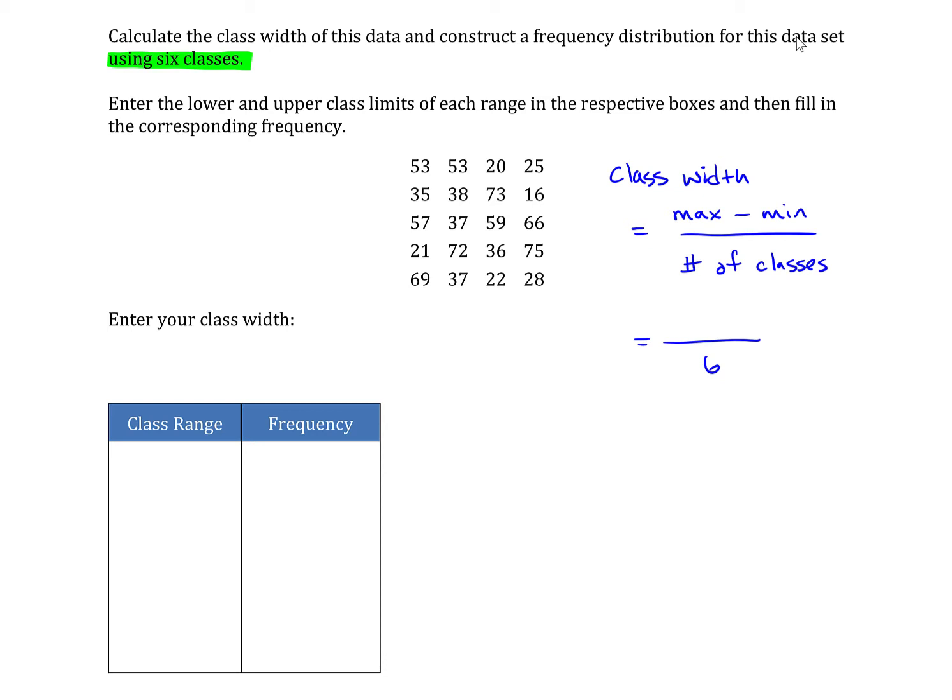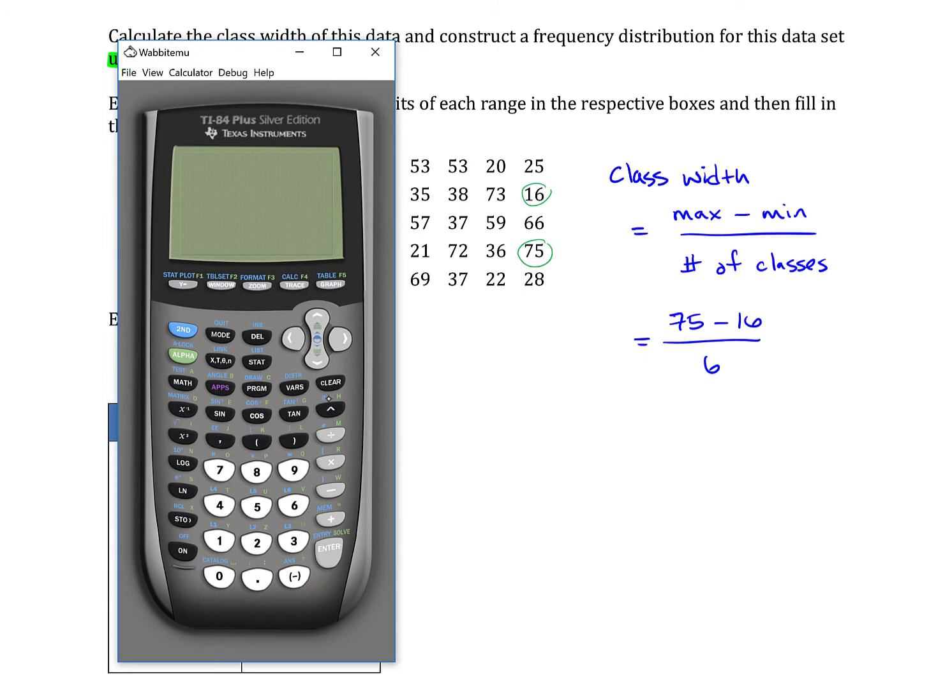Then we have to dig through the data and find out what our minimum and maximum are. So let's see, 16 looks pretty small. I think that's the smallest. 73 looks like it might be the largest. No, there's a 75 there. And I believe those are the correct ones. All right, so I need to take the maximum of 75 minus the minimum of 16 and then divide by 6. 75 minus 16 is 59, and we divide that by 6, we get 9.8333.